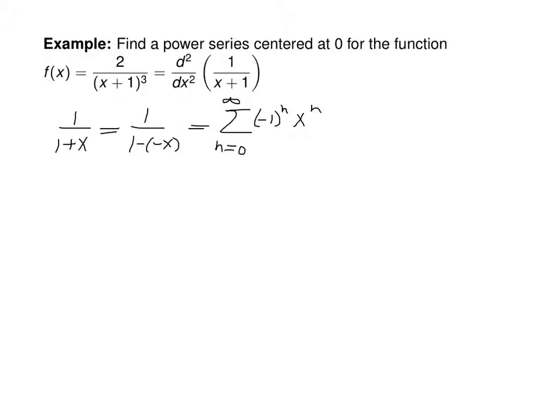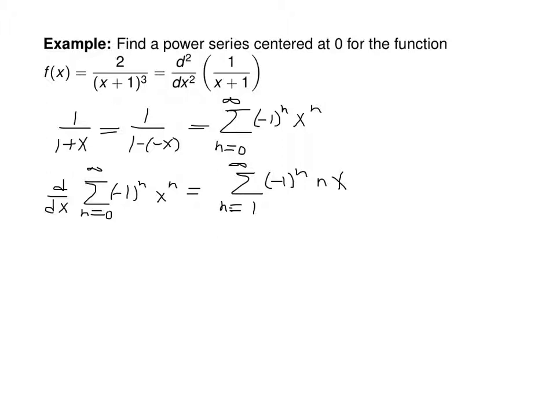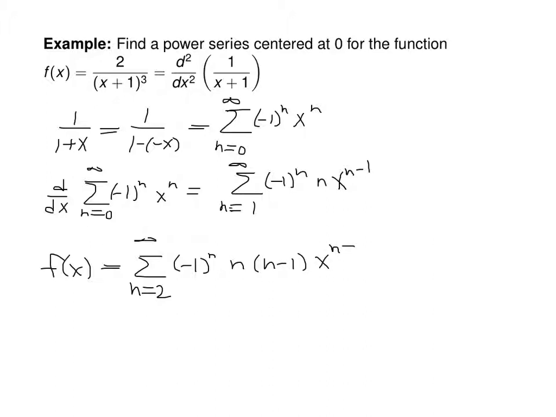So if we differentiate that once, the first derivative of this is equal to a sum from n equals 1, because the first term gets lobbed off, negative 1 to the n, x to the n minus 1. And f is equal to the second derivative. So if we take one more derivative, we'll have a sum now from n equals 2 to infinity, negative 1 to the n times n minus 1, x to the n minus 2. So that's perfectly good enough.